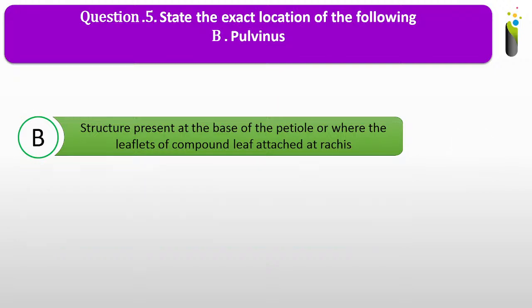Okay, so pulvinus is nothing but the structure present at the base of the petiole or where the leaflets of a compound leaf are attached at the rachis. So this is the answer for question number 5B.